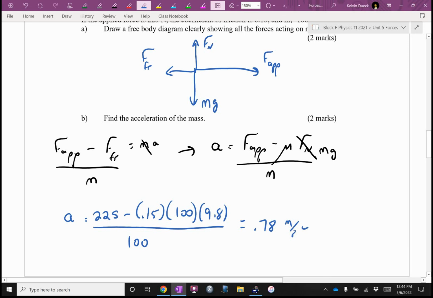If you got that, 2 out of 2. Otherwise, half mark for the equation, half mark for dividing by m, half mark for the numbers, and a half mark for the answer.